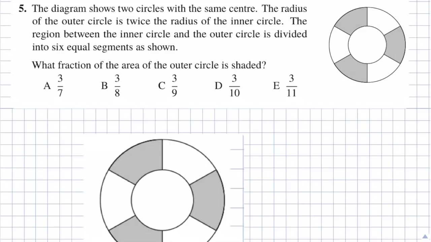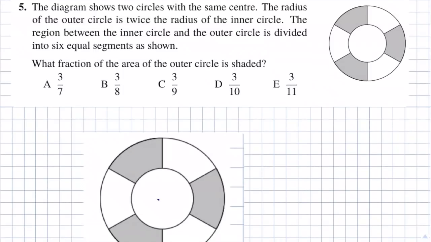We've got answers as A is 3 over 7, B is 3 over 8, C is 3 over 9, D is 3 over 10, and E is 3 over 11. Okay, so I've enlarged the diagram here, and what I'm going to do is I'm going to label our radiuses.